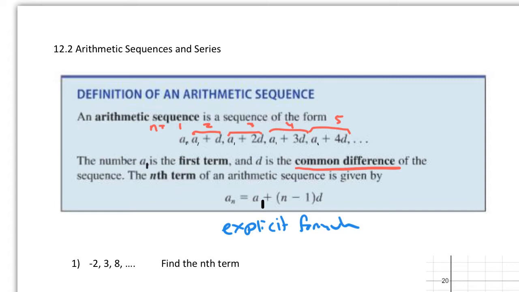Now before we go to the first example, I want to add one more little formula, and it's this idea of calculating a common difference. The common difference is the number we're adding to find the next term. So we can always calculate the common difference by taking a term, a sub n in general, and subtracting the previous term, a sub n minus 1. That's a little useful formula for finding the common difference.